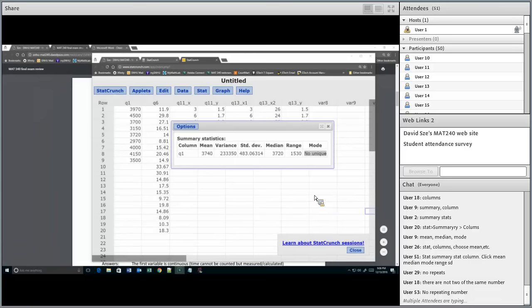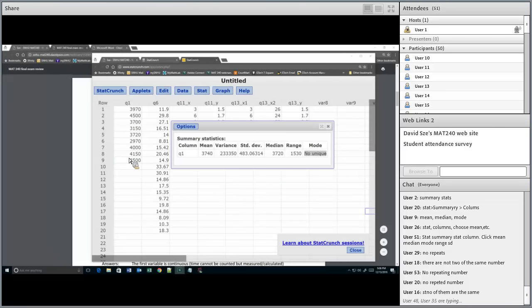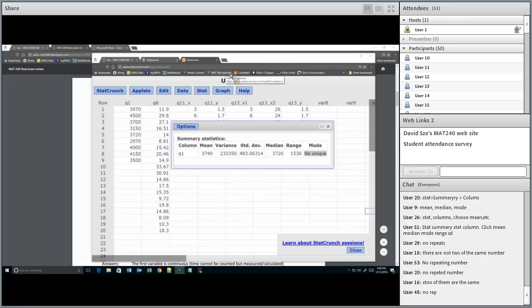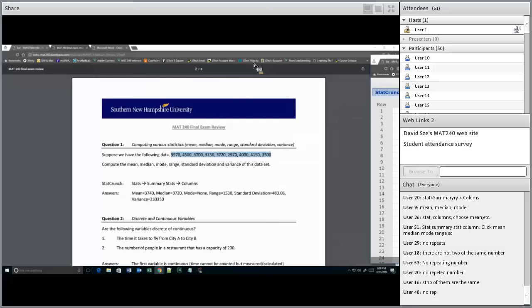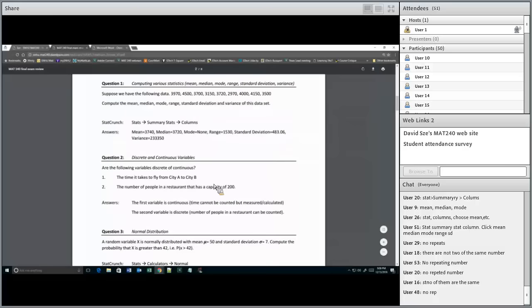Exactly. The frequency of all these numbers is just one. There's no number that repeats itself for the frequency to be more than one so that it is the mode. Okay, so there is no mode in this problem. Excellent. Okay, simple. All right, how about this problem?